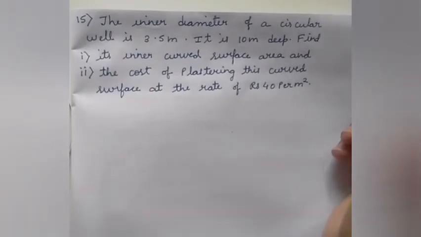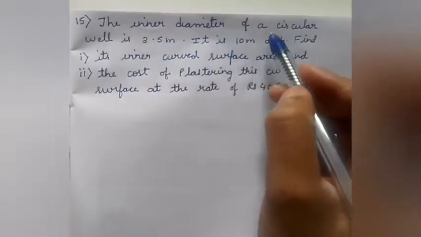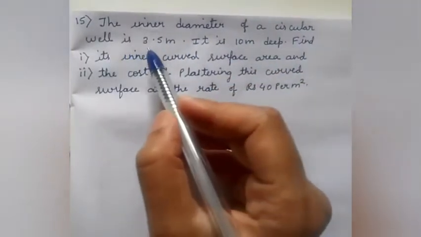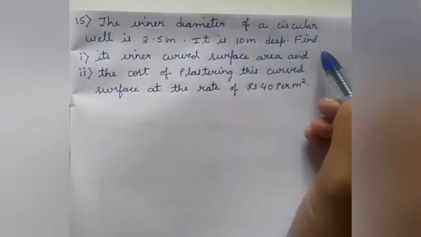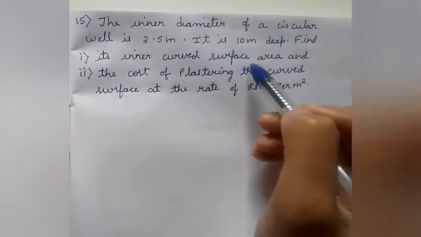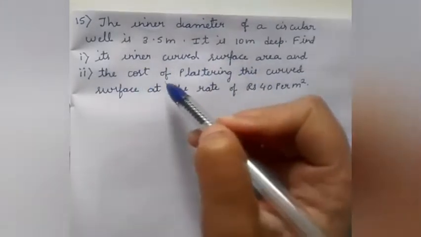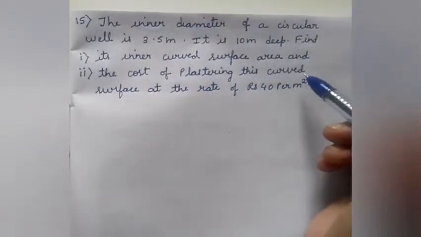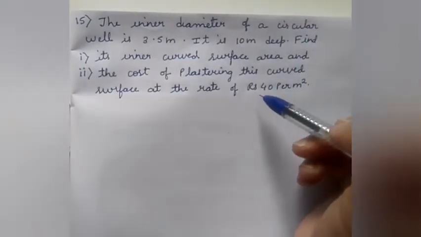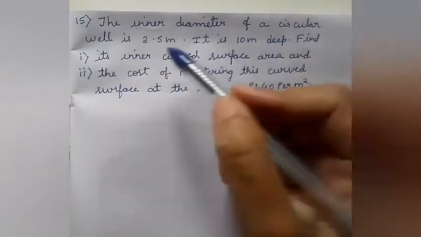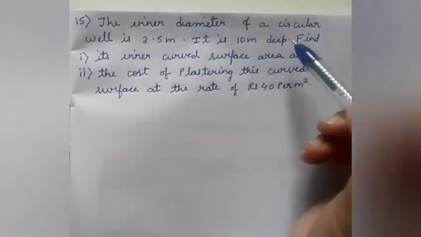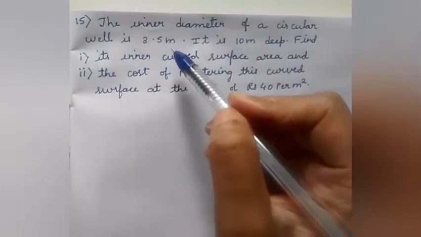Now the 15th question given. The inner diameter of a circular well is 3.5 meter. It is 10 meter deep. Find its inner curved surface area and the cost of plastering this curved surface at the rate of rupees 40 per meter square. So here it is given that the inner diameter of a circular well is 3.5 meter.